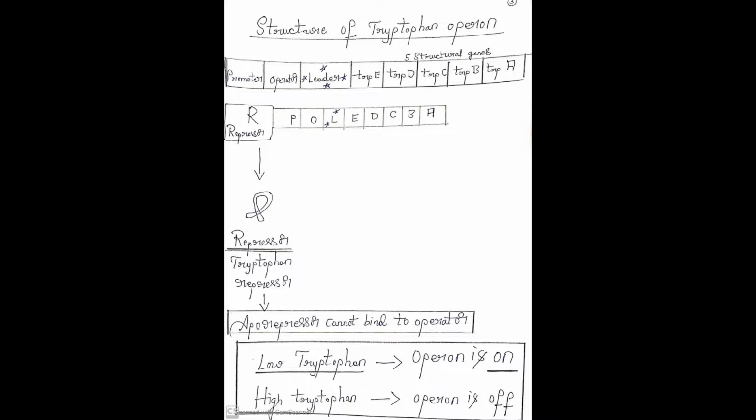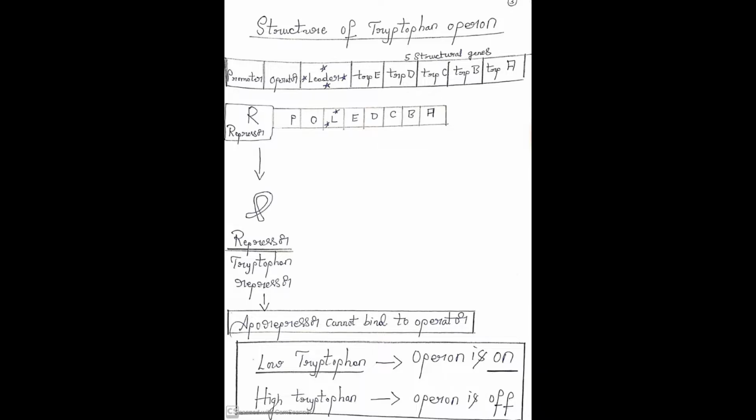In the lac operon concept, you have studied I, the regulatory gene. In the same way, here we are studying the repressor. But the repressor cannot directly bind to the operator. That's why it is also called aporepressor.